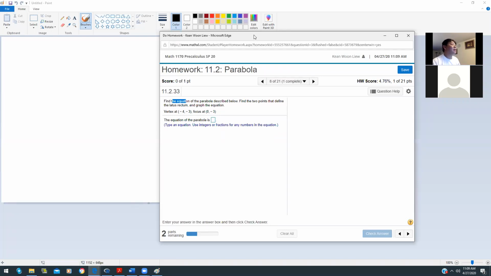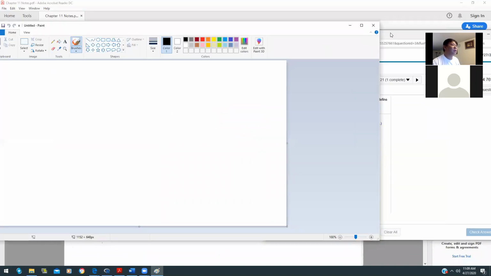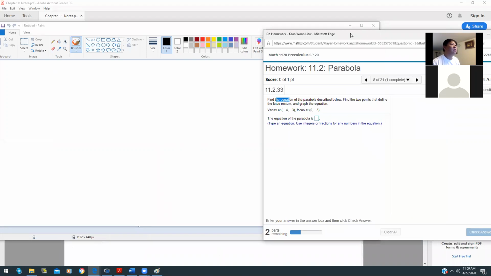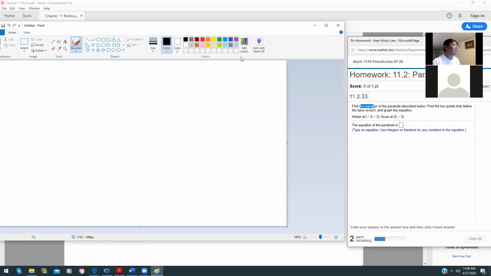So how do we figure that out? By doing a graph. That is what I always tell my students to do: try to graph these questions. So let's take a look at this question. We're going to try to graph this one out. So (-4, -3) is your vertex. So your vertex is somewhere here. And then your focus point is at (0, -3).